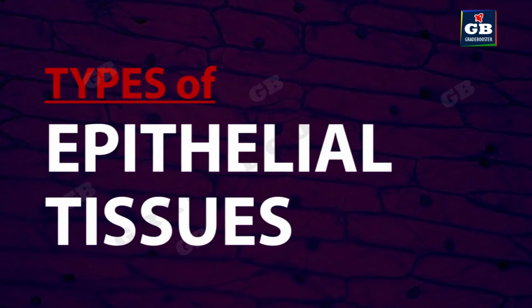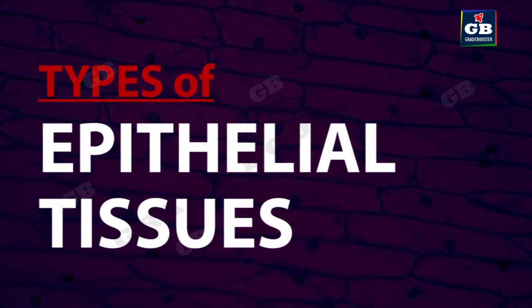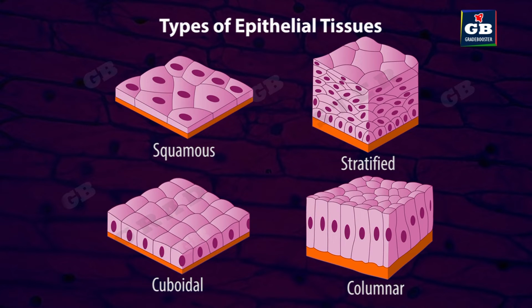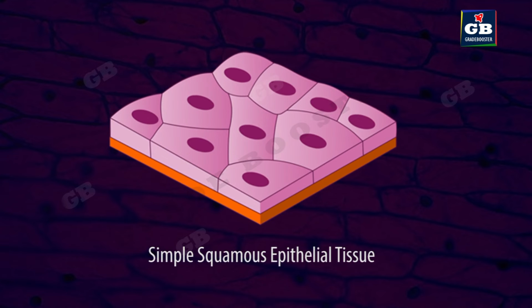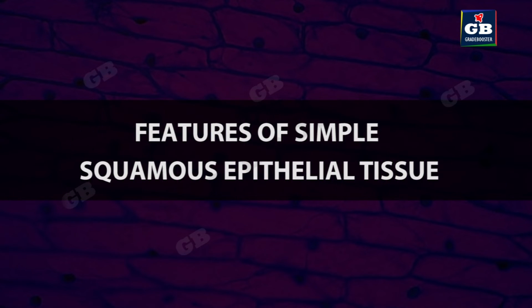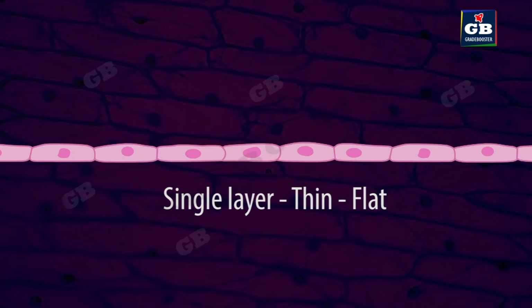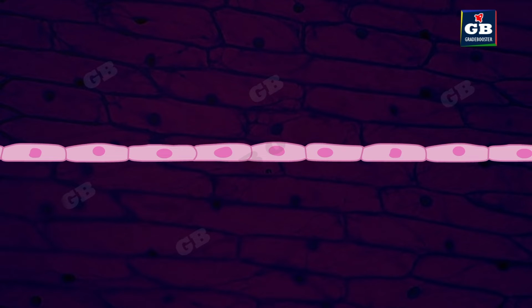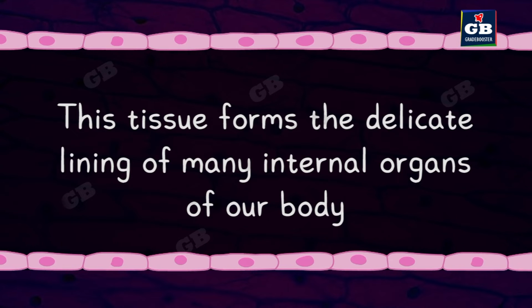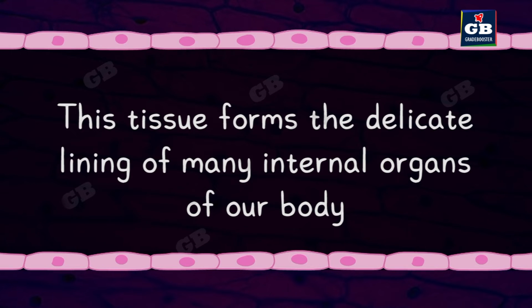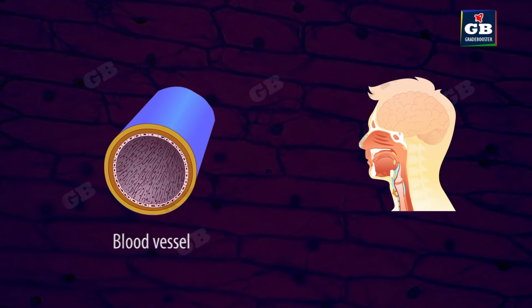Now, let us see the types of epithelial tissue. Epithelial tissue comes in different types based on their structure and function. One type is simple squamous epithelial tissue. Let's see the features of simple squamous epithelial tissue. This tissue is composed of a single layer of extremely thin and flat cells. It forms a delicate lining for many internal organs of our body. It lines the blood vessels, esophagus, and mouth.